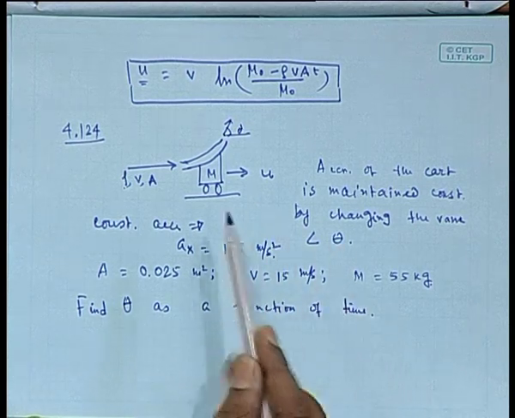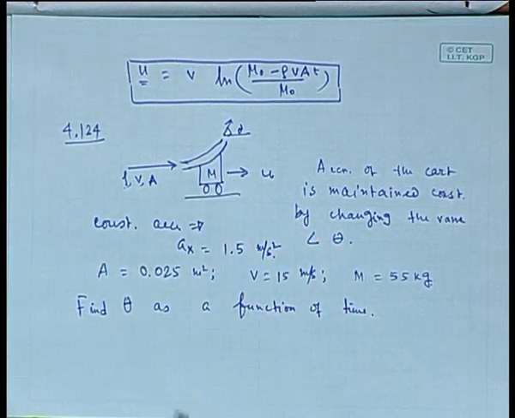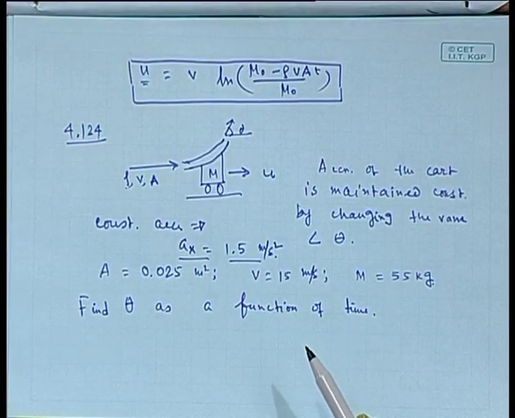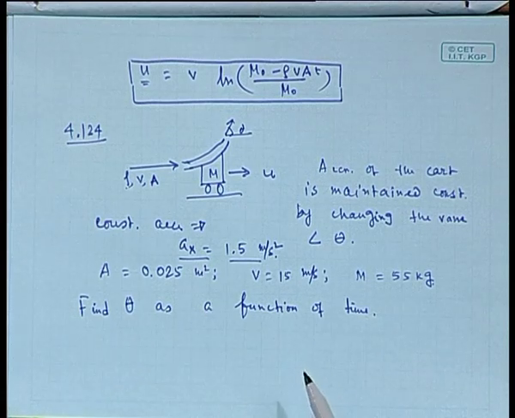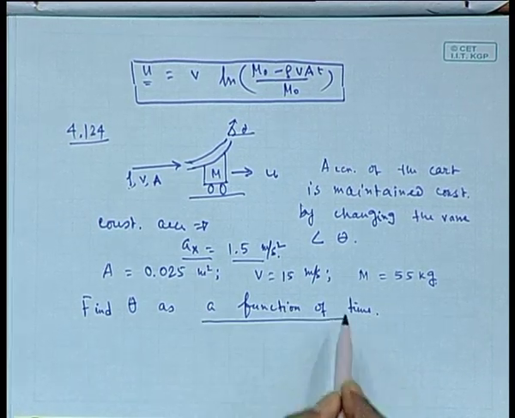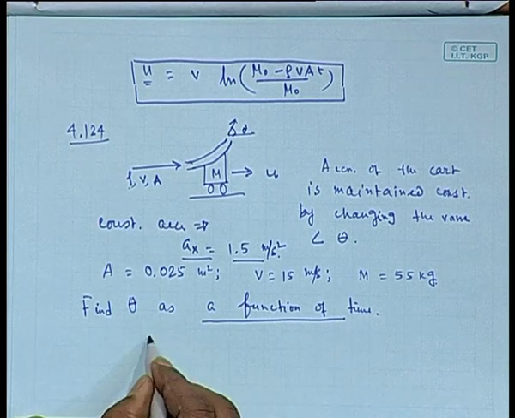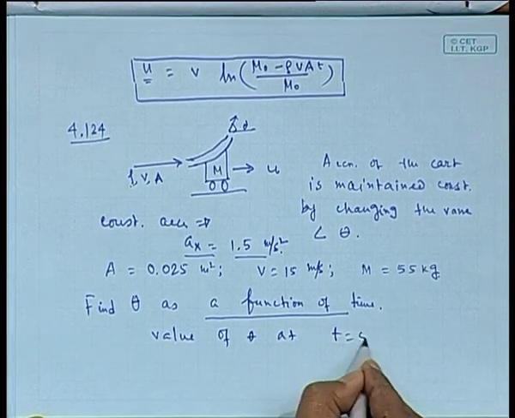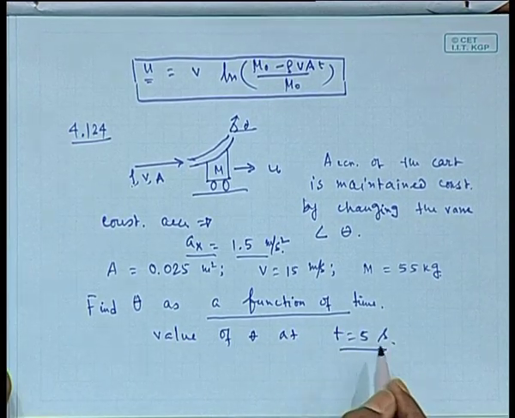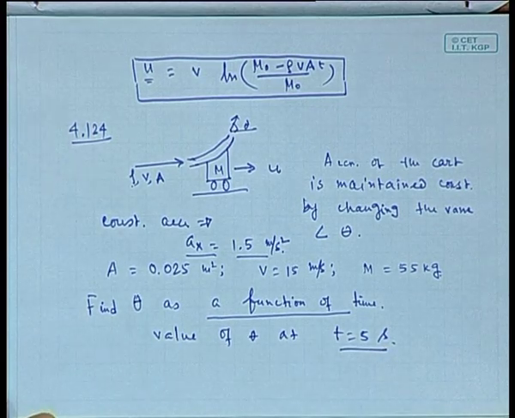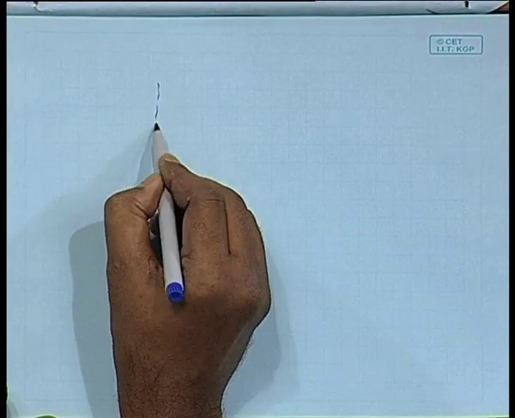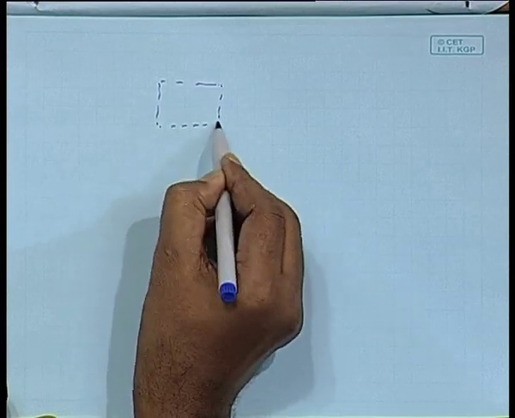Suppose it is possible the vane angle is changed at every instant, it will be a function of time to maintain the acceleration at a constant value 1.5 meter per second square. Now, obviously theta will be changing as a function of time. Now, you have to find out that theta as a function of time and the value of theta at t equal to 5 second. Okay, that is the problem. So, you select a control volume about the cart vane assembly. So, this is a control volume.